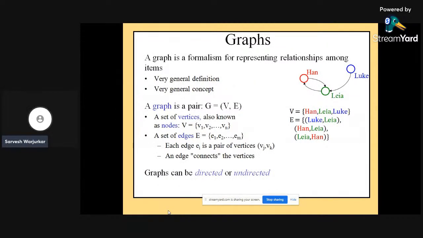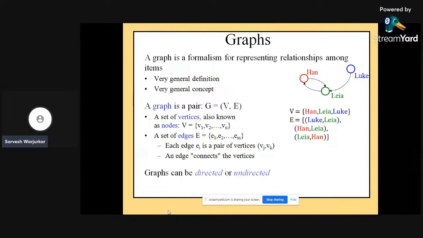So what is a graph? The normal definition of a graph is a formalism for representing relationships among various atoms. This is a very general definition. In the diagram on the right-hand side are normal vertices and edges. The vertices we show with the help of nodes or circles, and the link between two circles or two nodes is called an edge.